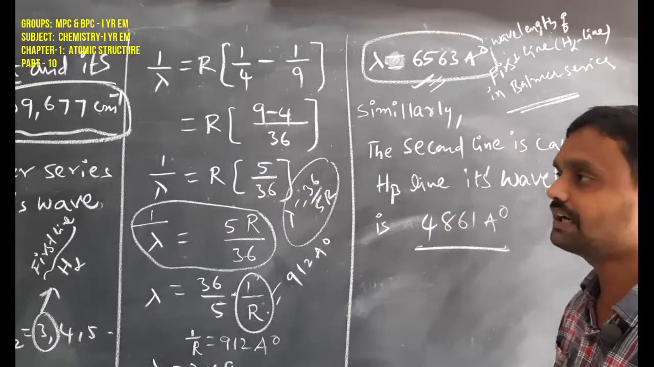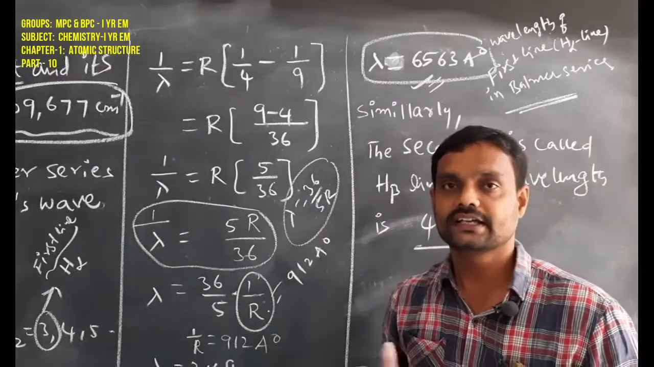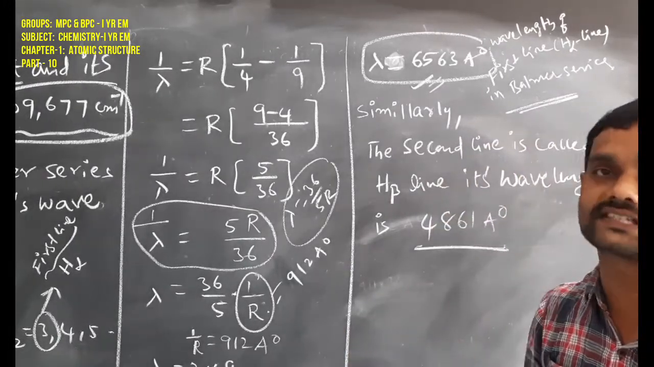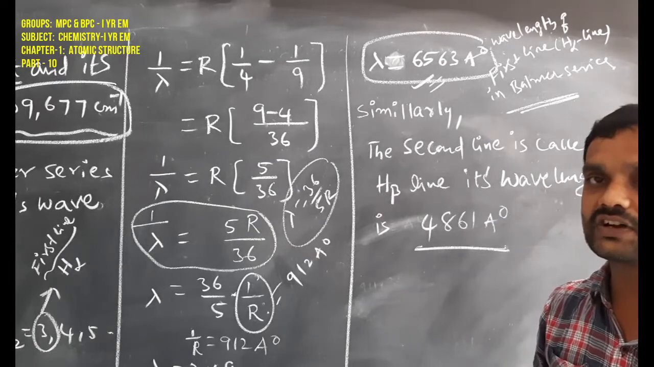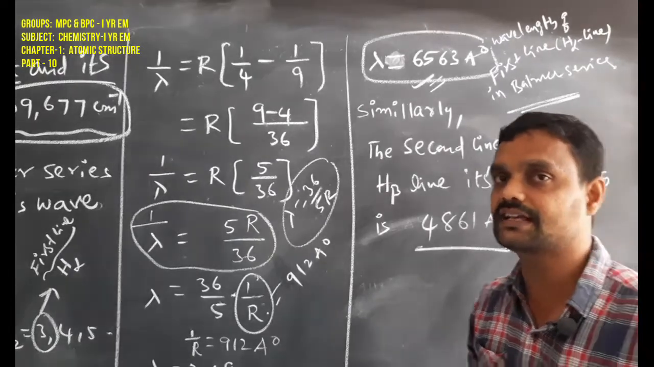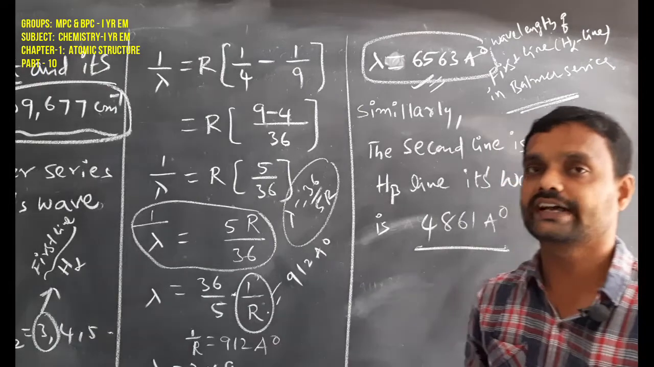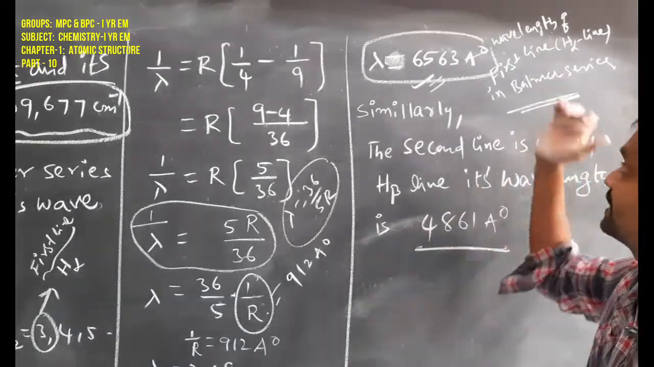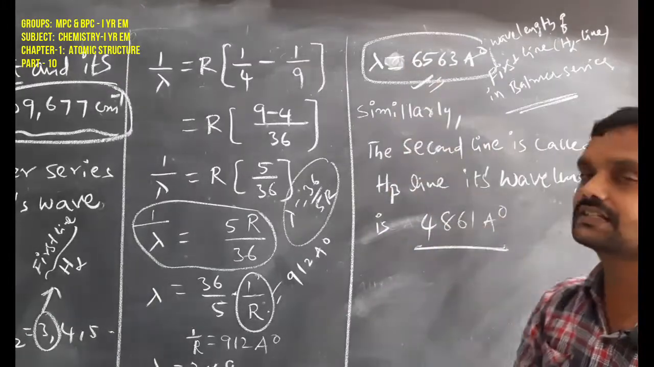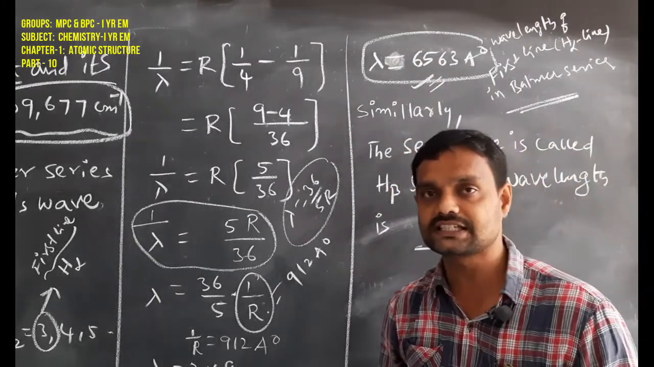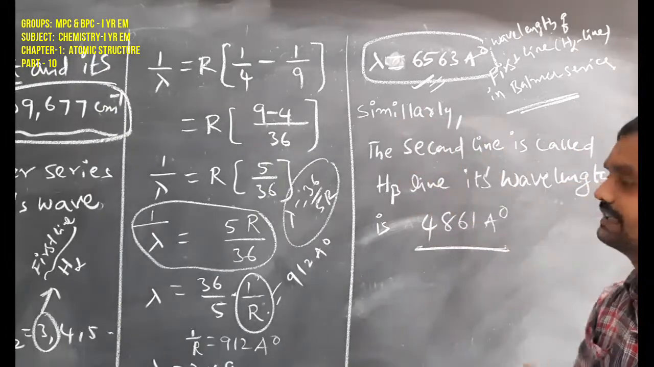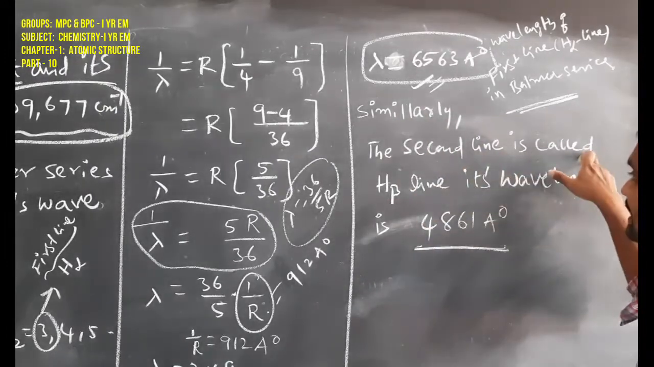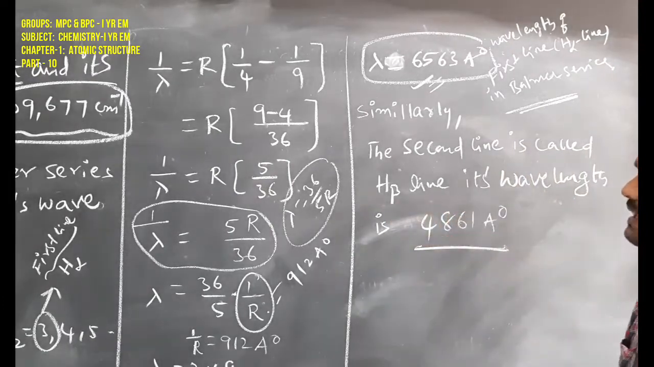Here we should find out the wavelength of the first line in the Balmer series. Already we know the first line in the Balmer series is called the H alpha line. So the H alpha line, the first line in the Balmer series, has wavelength 6563 angstrom. Similarly, with the same process, the second line is called the H beta line.